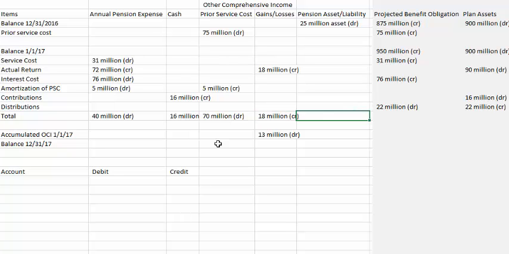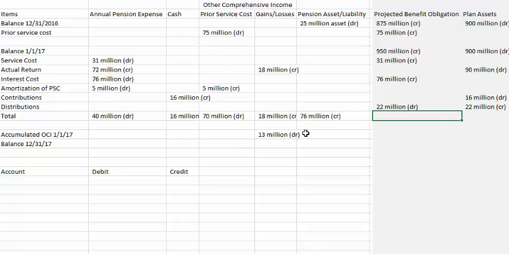Alright, so now remember what happens here in this pension asset liability. It kind of becomes a plug. So debits have to equal credits along this whole line here. So you take $40 million debit minus this $16 million credit plus a $70 million debit minus this $18 million credit, and you'll find that you have a $76 million deficiency. So that becomes our entry here, and your debits are much larger than your credits. So you have a credit to pension asset or liability.